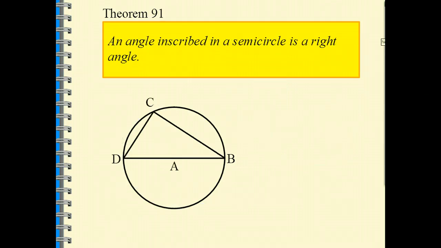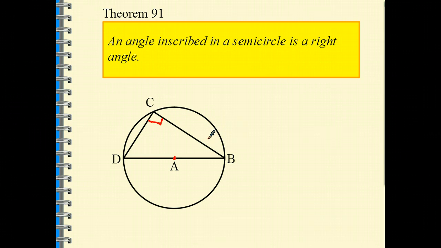Next theorem we have is Theorem 91, and this is pretty straightforward. It just tells us that an angle inscribed in a semicircle is a right angle. Okay, so anywhere we move angle C, this is always going to be right. It doesn't matter where we put it. If A is the center of the circle, C is always going to be right. Any point that we make from D to B and we join D and B, it'll always be a right angle.